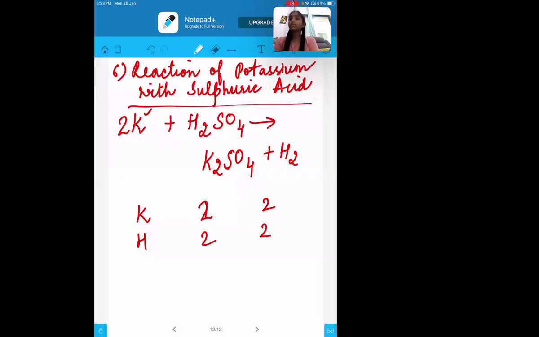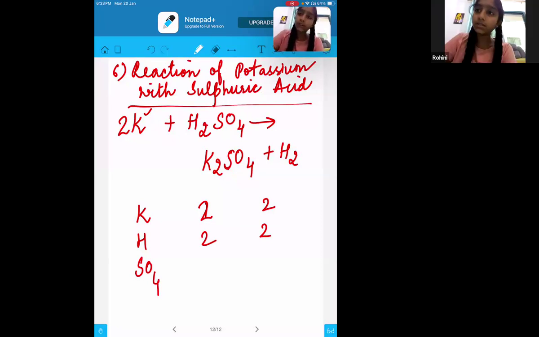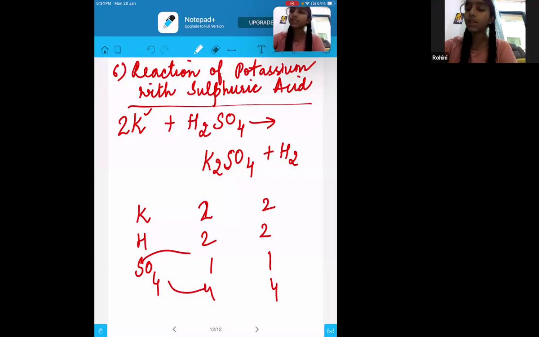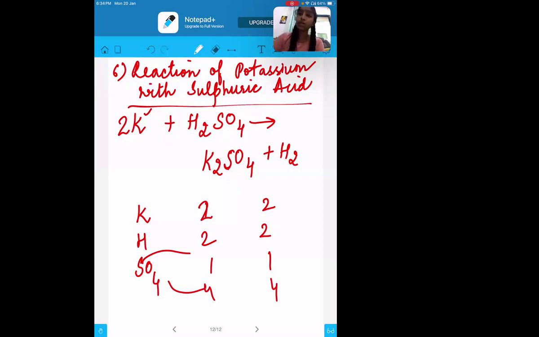Now moving to the third one, which is SO4. How many are there on the left and right hand side? Ma'am, 1. And here also 1. Fine. So I hope you have understood how it is working. You can write like this, that's up to you. Ma'am, after potassium sulfate, is it just H2 or is it H2O? No, it is H2 only because water will not be released. It is hydrogen gas which has to be released.